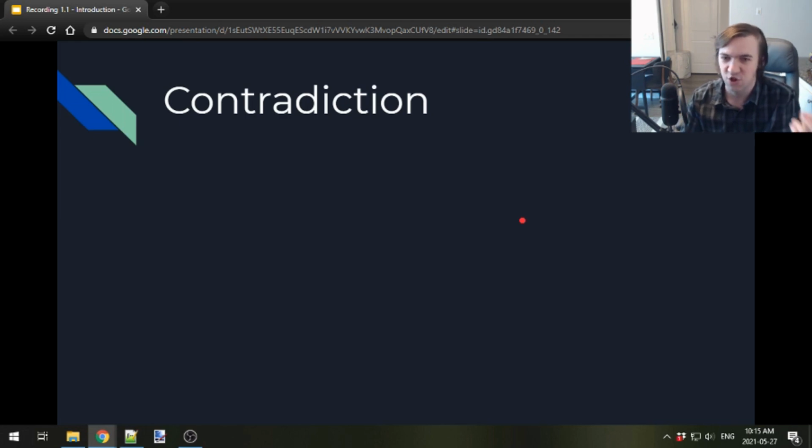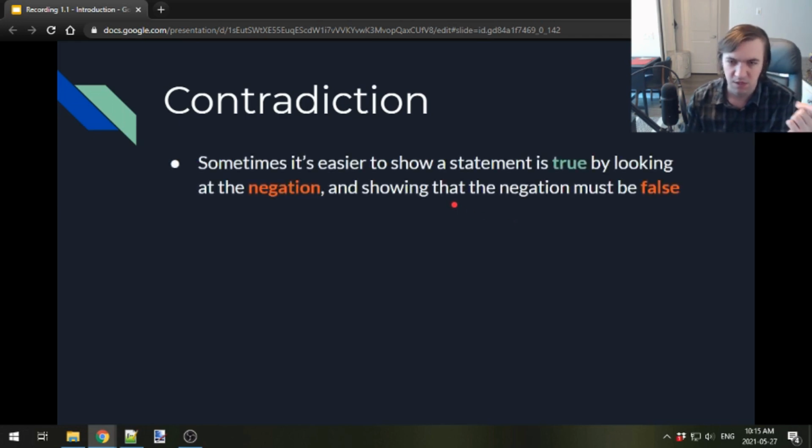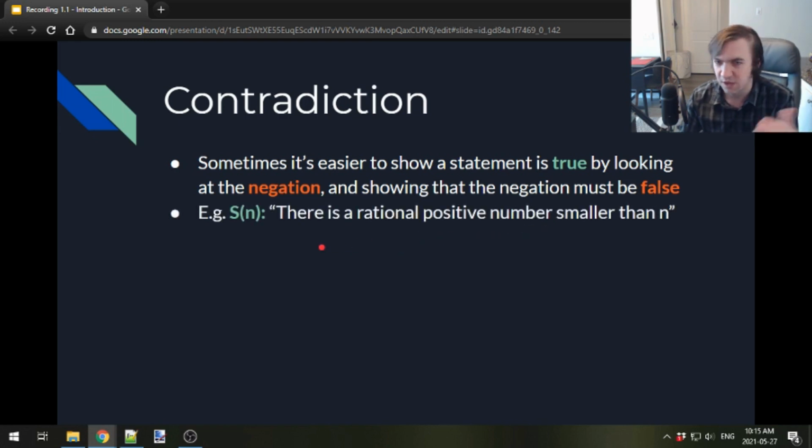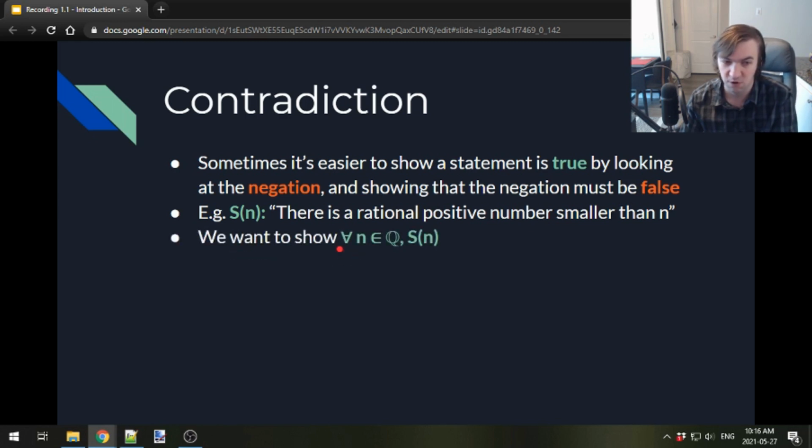The reason that negation is helpful is because of something called proof by contradiction. Sometimes it's easier to show that a statement is true by looking at the negation and showing the negation is false. Because if the negation is false, then the original thing must be true, just by logic. So let's take an example. Suppose we have a predicate S of n, which is there exists a rational positive number smaller than n. And suppose we want to show that for all rational numbers, S of n holds true.